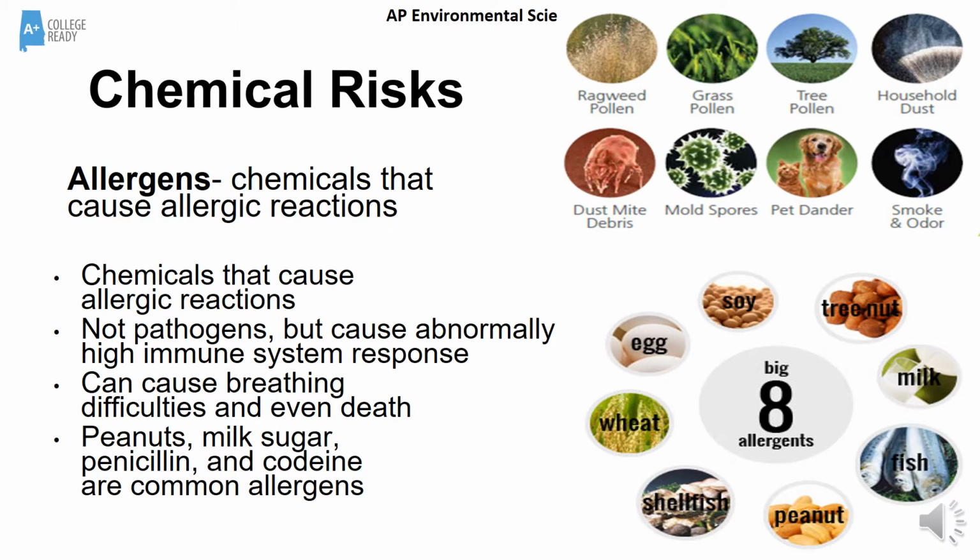Allergens are a group of chemicals that cause allergic reactions. They're not pathogens but cause abnormally high immune system response. They can cause breathing difficulties and even death. Peanuts, milk, sugar, penicillin, and codeine are common examples.